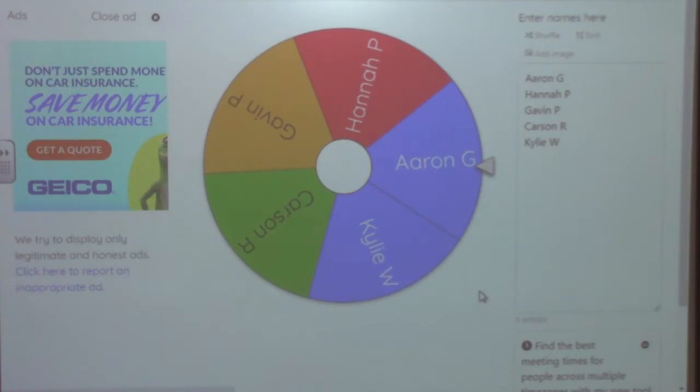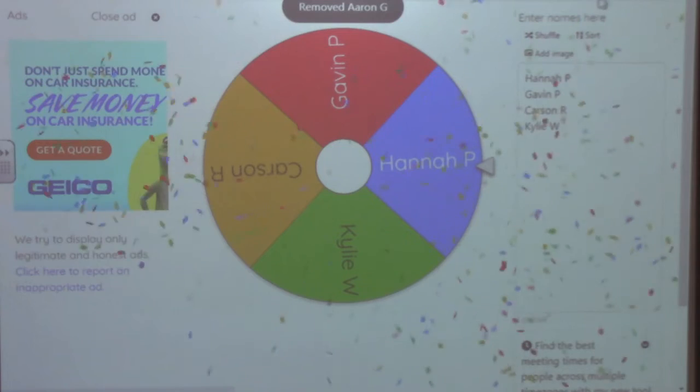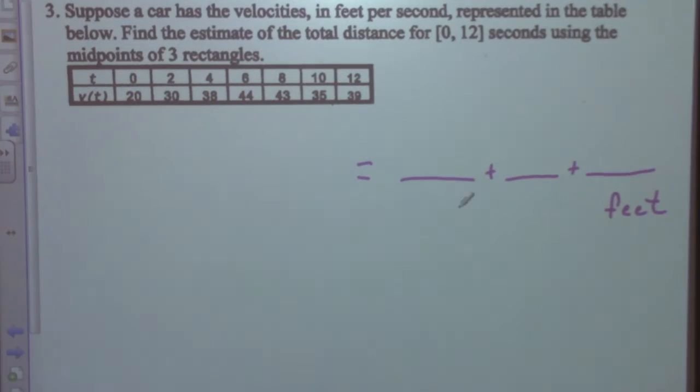All right, Aaron. Does everybody else breathe a sigh of relief that Aaron was chosen? Okay, Aaron, what do we got? Well, you've got to do the estimation. So estimate, and I can abbreviate that, is that okay? Yeah, that's right. Okay, it's the integral from 0 to 12 of v of t, dt.